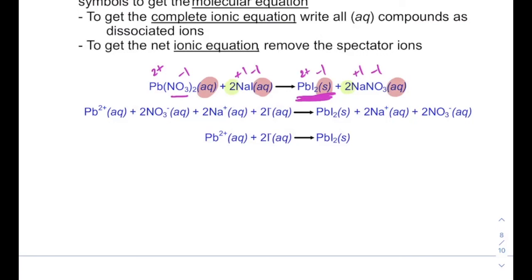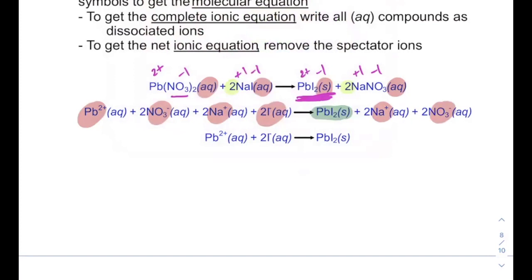For the complete ionic, we're just going to break everything apart. So we have lead +2, nitrate -1, and there's 2 of those. Remember, in the complete ionic, we're going to have to carry down the coefficients. We have 2 sodiums and 2 iodines. And then in our products, we have lead iodide, which is a solid. And so we know that is going to come into play for our net ionic. And then we have sodium +, there's 2 of those, and nitrate -1, there's 2 of those.